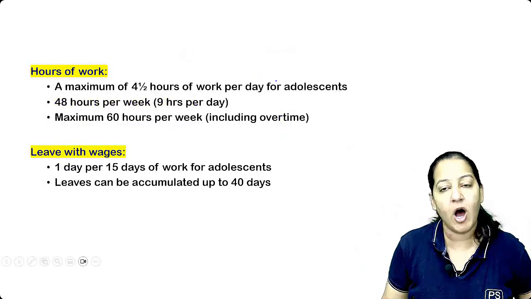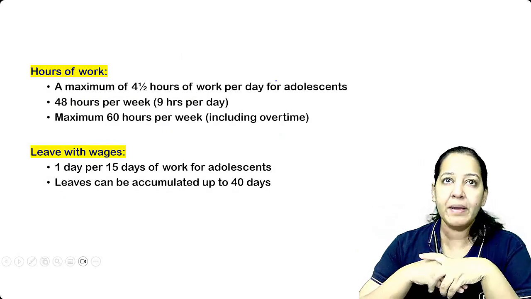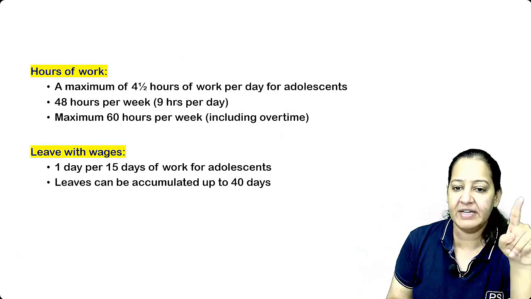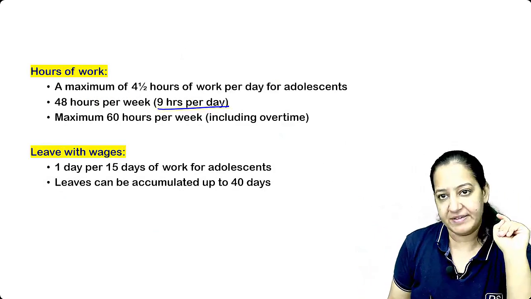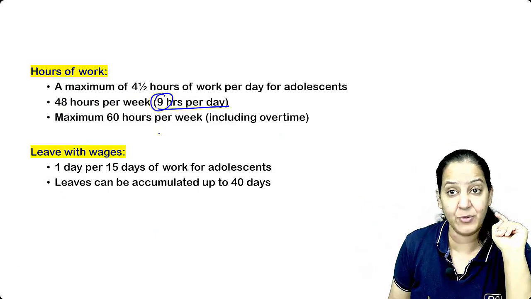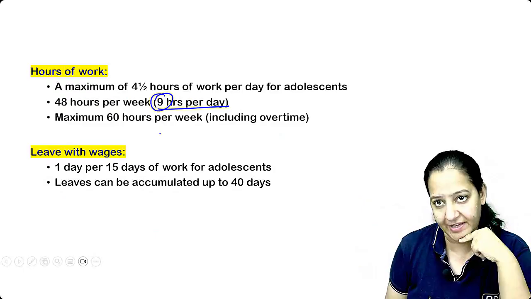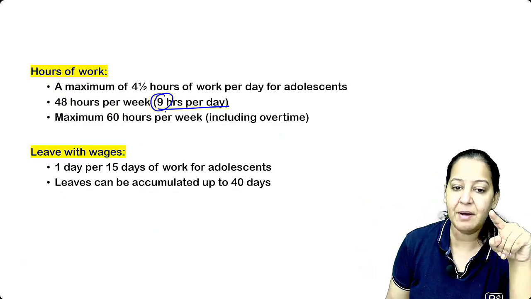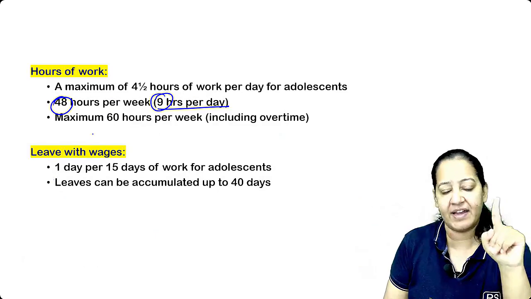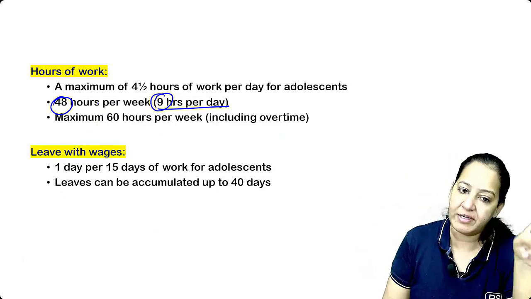Now, I'm the owner of the factory. How many hours am I allowed to make my workers work? In one day, maximum 9 hours. I cannot make anyone work more than 9 hours in a day. If I'm doing so, I am not doing right. Under the Factory Act, I can be under legal action. Maximum 48 hours per week. So 9 hours in one day, 48 hours in a week.